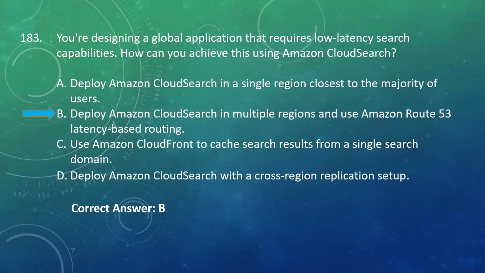Using Amazon Route 53 with latency-based routing allows you to direct user requests to the CloudSearch instance in the region that provides the lowest latency for each user's location. This ensures that users are automatically routed to the nearest available CloudSearch instance, optimizing response times and providing a better user experience. The combination of this, which is option B, is the correct answer.